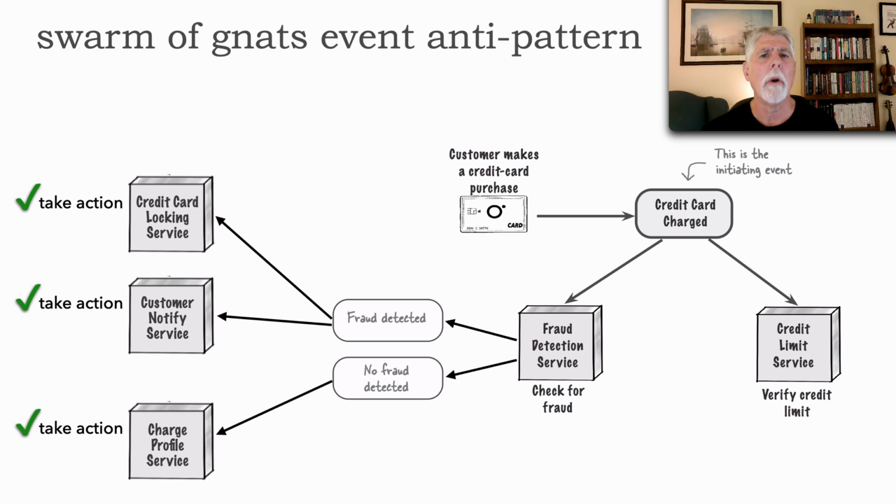So one word of advice about avoiding the Swarm of Gnats event anti-pattern, and that is this: focus on the outcome of the events, not the individual things that are happening, but what the outcomes are. And that helps avoid the Swarm of Gnats event anti-pattern. And also, if a service has to interrogate the payload, in order to determine whether they should respond and take action, that's also a good indicator that we probably want more events than fewer.